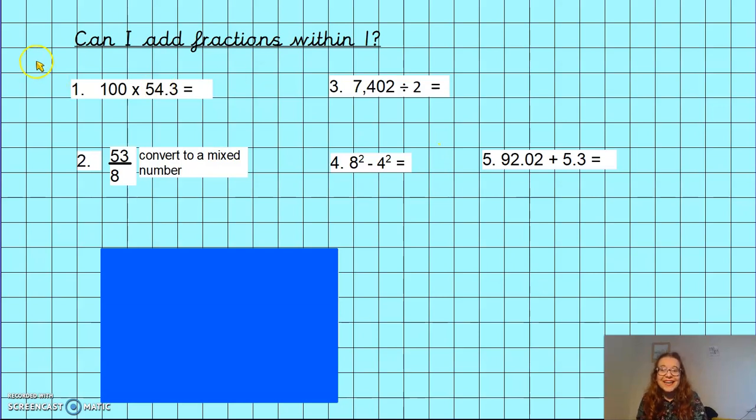Today we are looking at can I add fractions within 1? So all of the fractions we are working with today are going to be smaller than 1, lesser than 1. Okay, I hope you're excited.